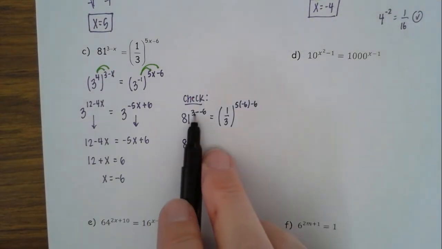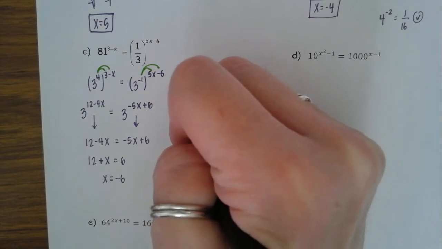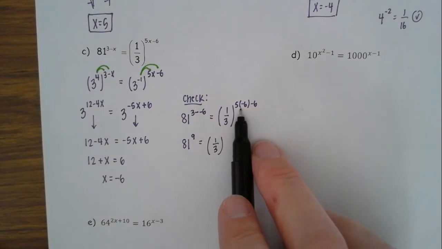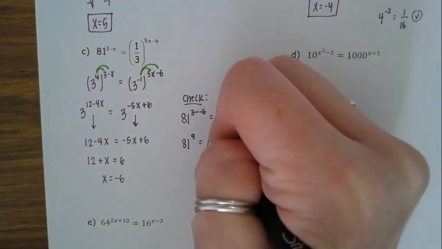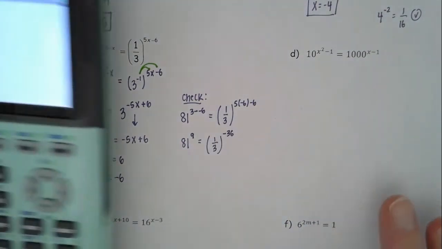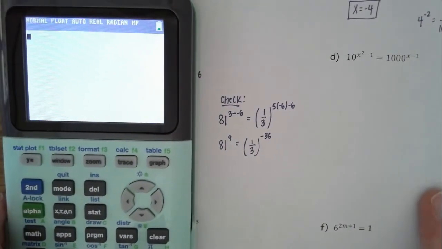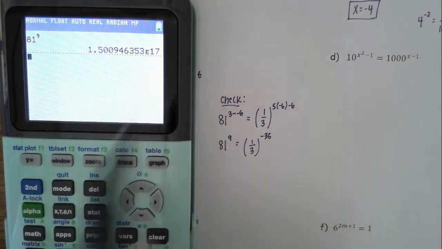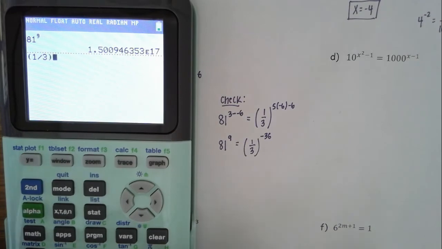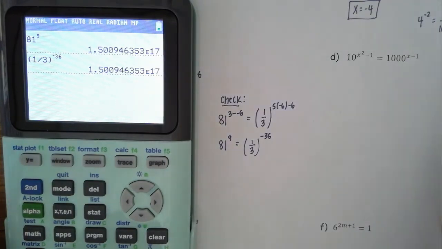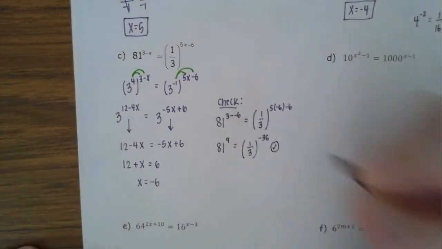So this is really 81 to the 3 plus 6, so that's going to be 81 to the 9th. And then 5 times negative 6 is negative 30, and then negative 30 minus 6 is negative 36. And again, it doesn't really look like these are equal, so I'm going to go ahead and use my calculator. So I'll do this 81 to the 9th first. That's going to give me a really large number. This is actually written in scientific notation. And then I'm going to check this 1/3 raised to the negative 36. And it looks like the left-hand decimal is exactly the same thing as the right-hand decimal. So that does show that x is equal to -6 here.